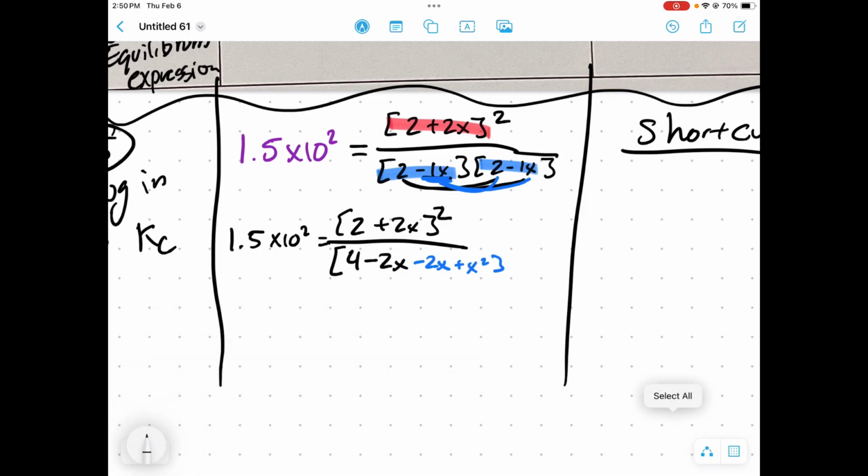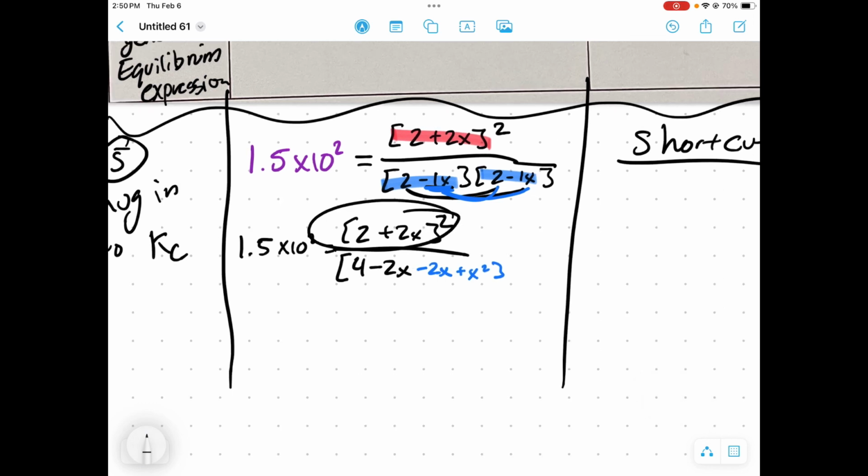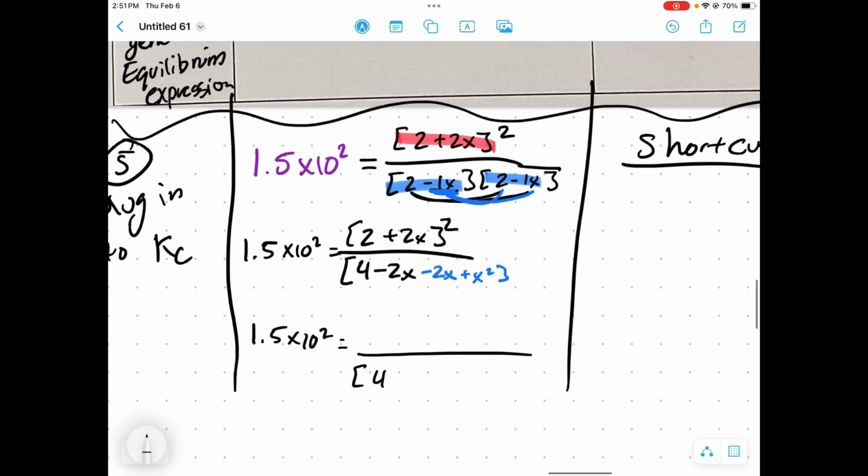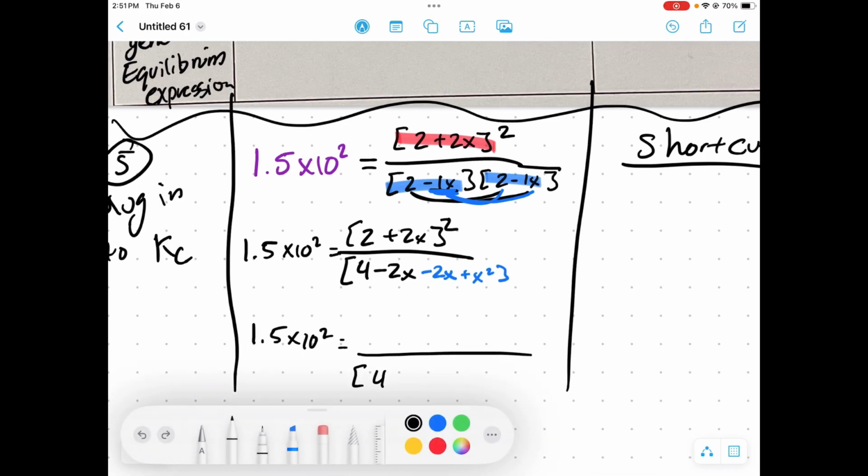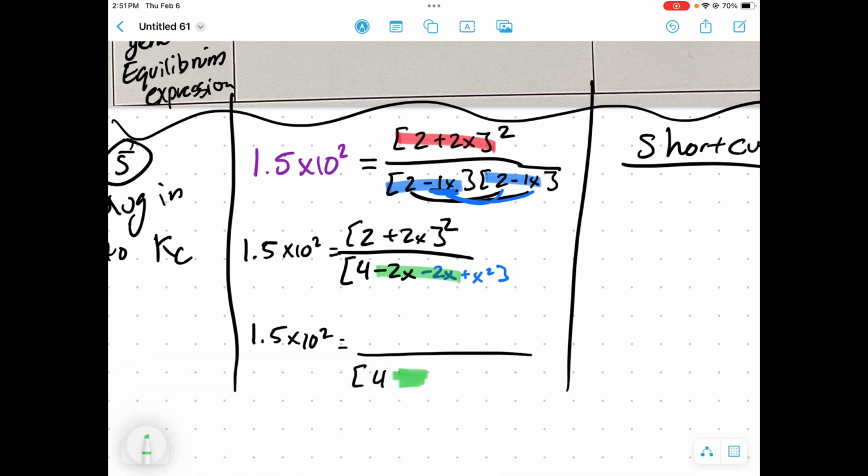And then if I continue, now I'm going to try to solve the top part. I'm going to do this red section next. So I have 1.5x times 10 to the 2. I'm going to keep my bottom part that we just solved for, 4 minus 2x. I'm going to combine these two and simplify it. I see I have negative 2x, negative 2x, so I can combine those two numbers and make negative 4x. And I'm going to add my x squared.